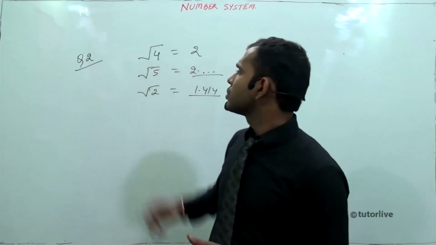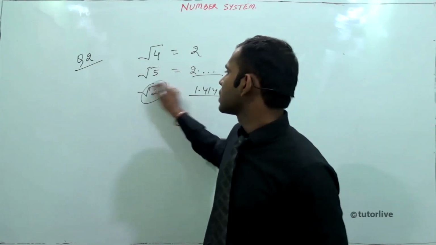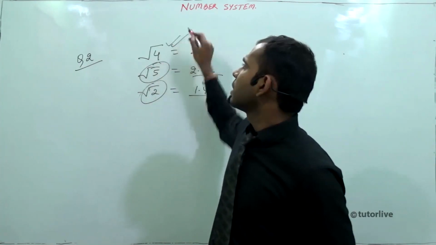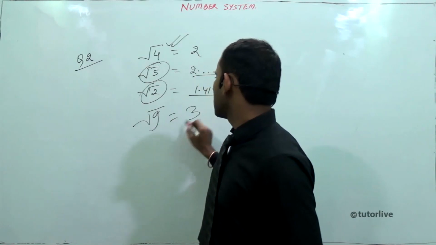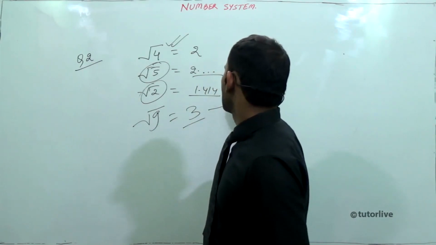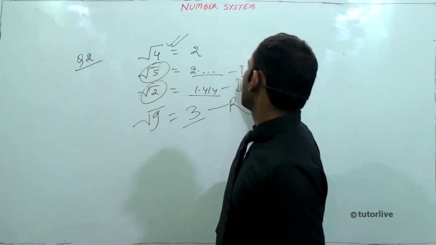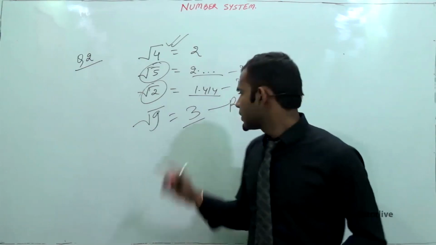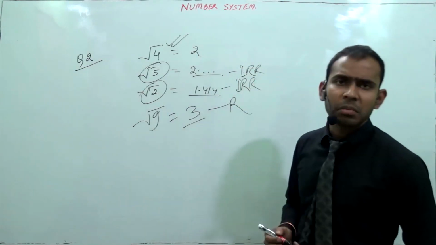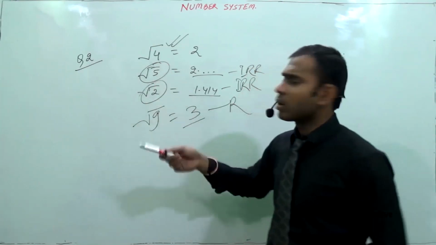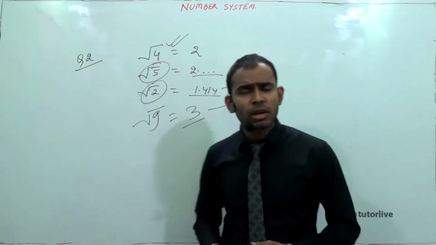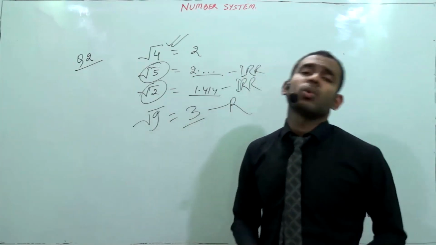No, root 4 is 2, but root 2 is irrational, and this is a rational number, right? Root 9 is equal to 3, rational; this is irrational, this is rational. Not necessarily, hence this statement is false. Example: 4, 9, 25, 16, these all are examples of rational square roots.